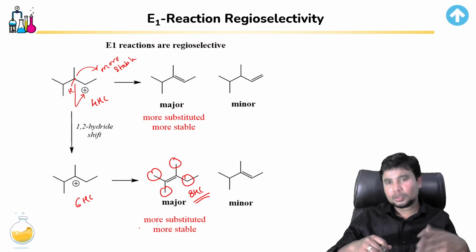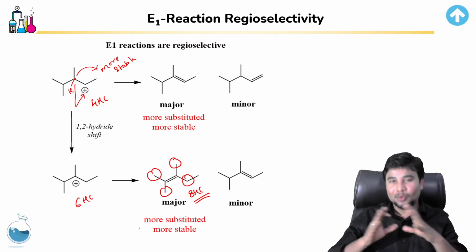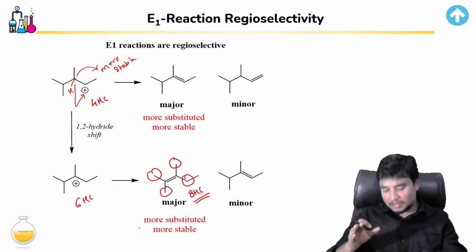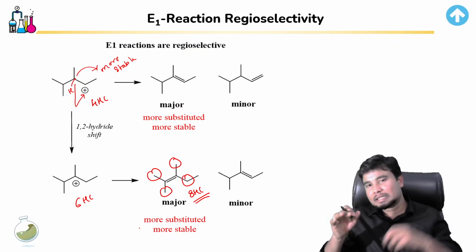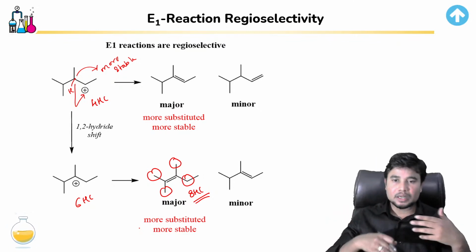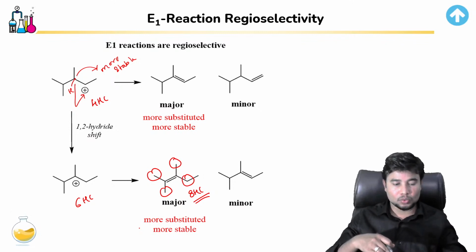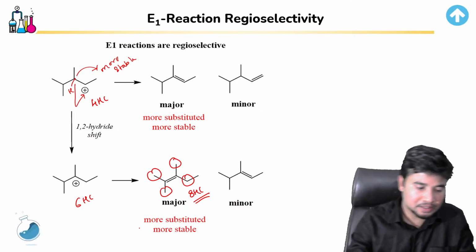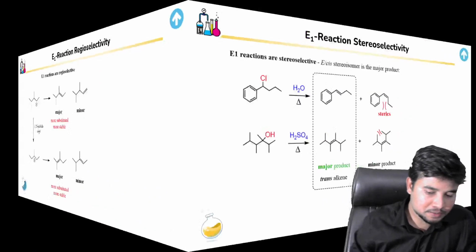How would you find that out? Using the electron shifting effects that you have already learned. So everything is interrelated in organic chemistry. If you understand one thing well, you could use it in other places to understand or to solve them. So let us move further and understand more things about this.